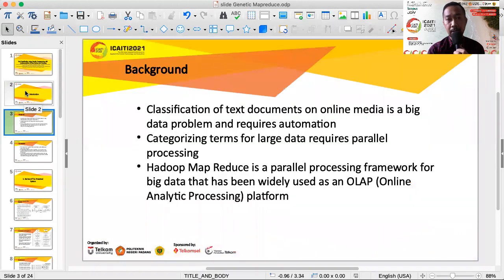Introduction. The background of our research is that classification of text documents on online media is a big data problem and requires automation. Categorizing large data requires parallel processing. Hadoop MapReduce is a parallel processing framework for big data that has been widely used as an OLAP, or online analytic processing, platform.